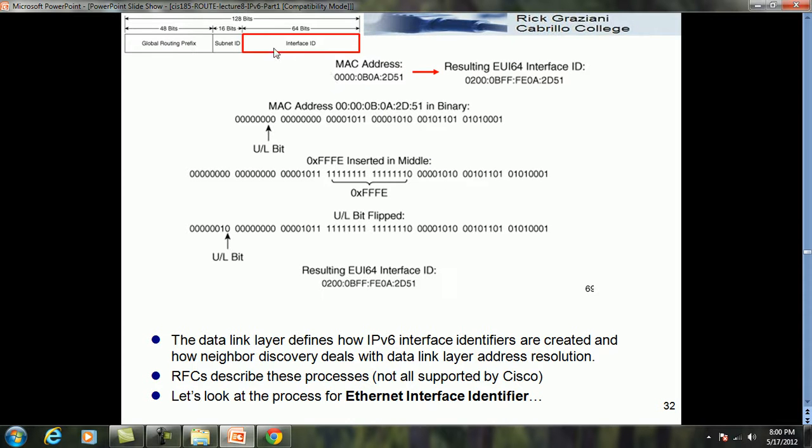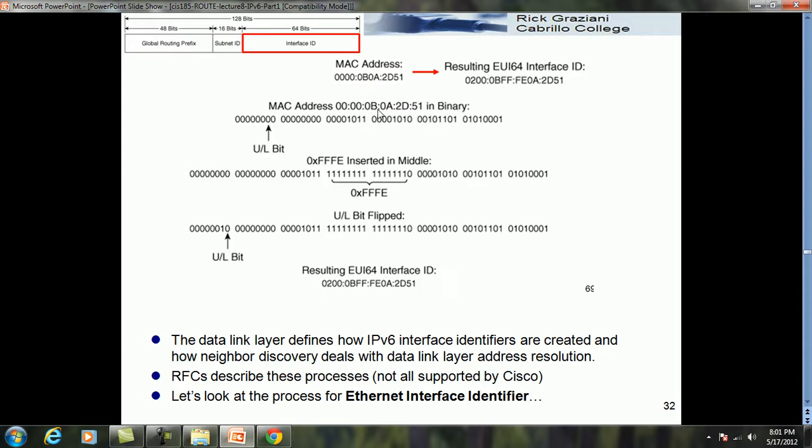See, now this is the MAC address. Can you see? This is the MAC address of my Ethernet interface, and the resulting EUI-64 interface ID will be created from it. How? Let me show you. This MAC address is 48 bits, remember? Now this interface ID is 64 bits, correct? So how many bits are missing? 16 bits. So to fill the 16 bits, we insert a value in the middle. Can you see FFFE in the middle?